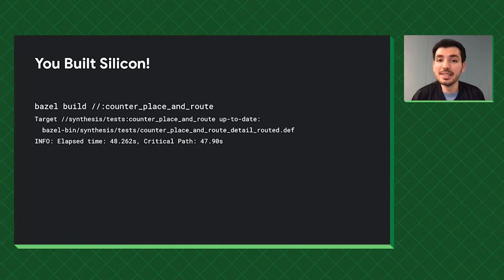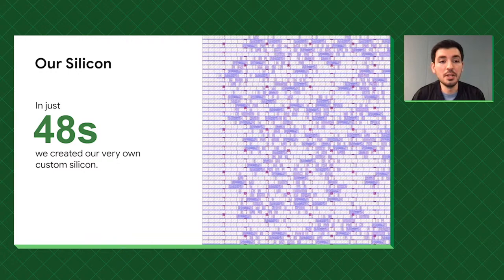And so this def file is the output of our rules today. And you can actually take that def file into klayout and view it. And like I said, in just 48 seconds, we built our very own custom silicon chip. And on the right, you can see what that looks like, containing all the transistors, wires, and hardware needed to represent our counter circuit.